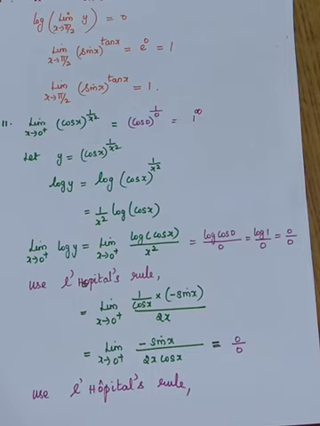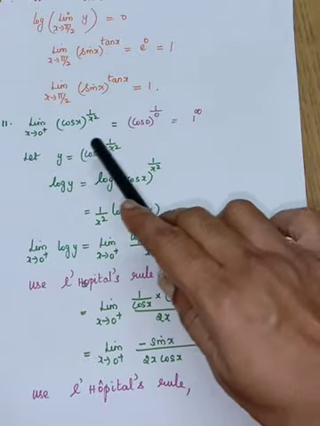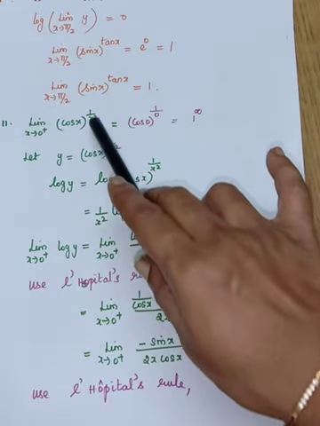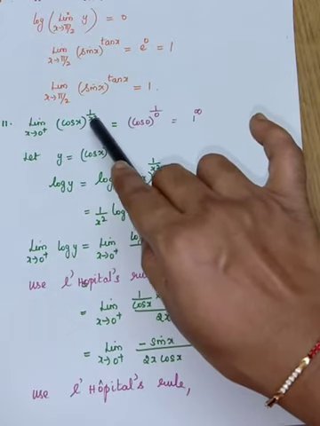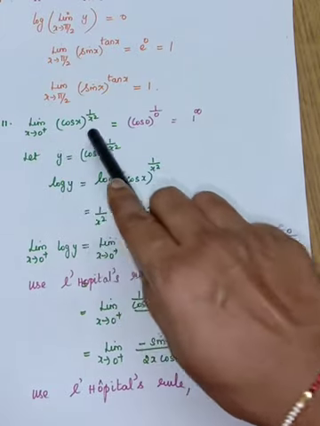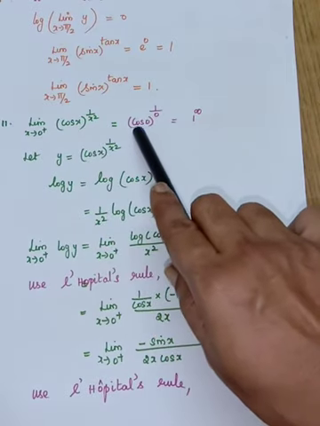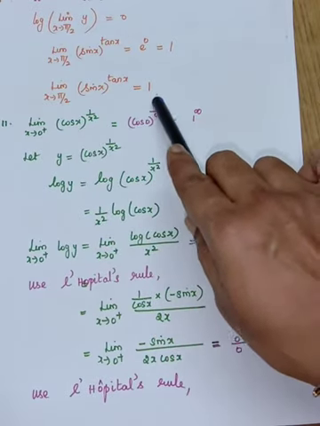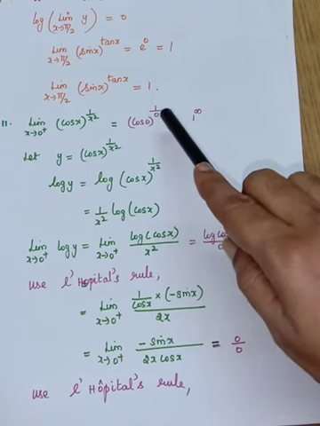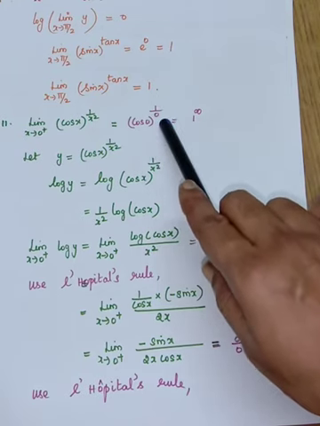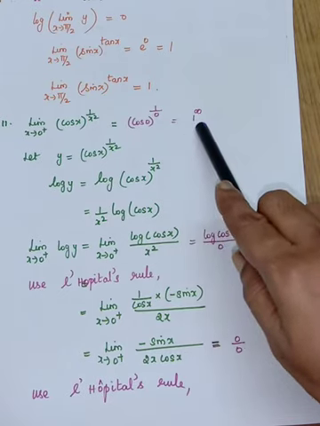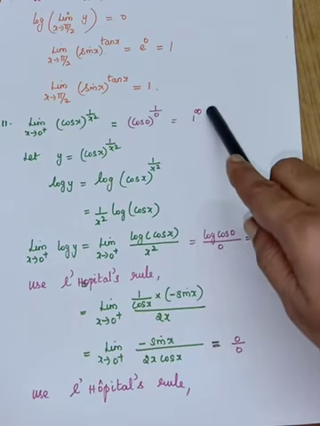Come to problem number 11. Limit x tends to 0 plus of cos x to the power 1 by x squared. Here also the power is a function of x. So first apply the limit. So it is cos 0 to the power 1 by 0. What is cos 0? Cos 0 is 1. So 1 by 0 is infinity. So it is in the form of 1 to the power infinity.